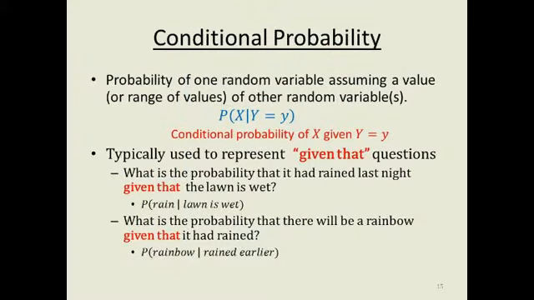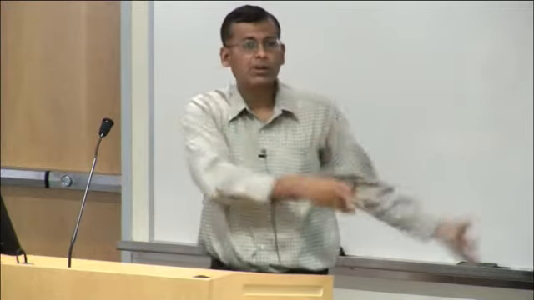Another simple question is, given that it had rained earlier, what is the probability that there will be a rainbow today? So all these sorts of questions, the "given that" questions, where you're saying one random variable has taken a specific value. I have done an experiment and I have seen that this random variable has taken a specific outcome. Now tell me what is the distribution of another random variable. So this is called conditional probability.